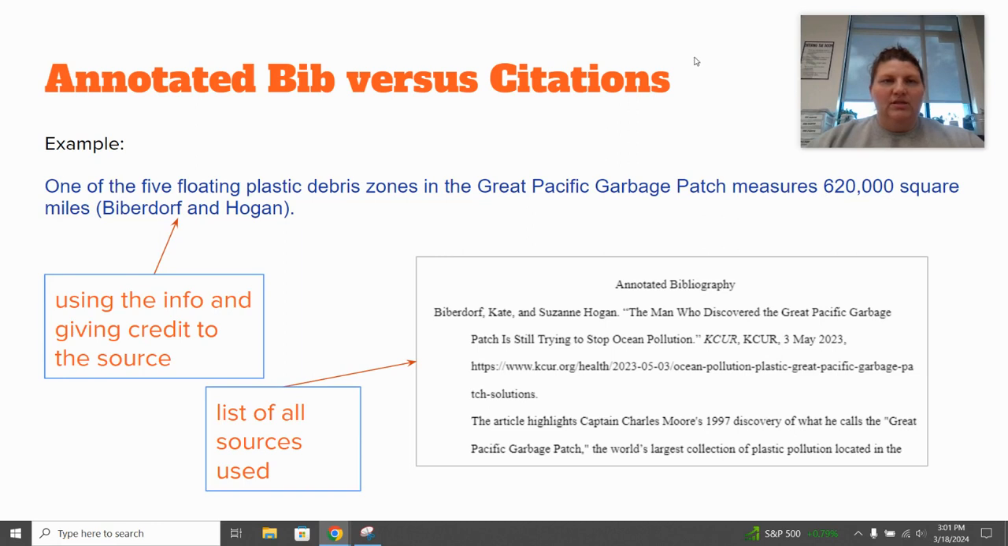Let's talk about the difference between your annotated bibliography and citations. So, your annotated bibliography looks something like this with your MLA formatted citations, like this. Your annotated bibliography is your list of sources that you are using in your research report. And the citation information is where you are giving credit in your writing, using the information from a source and then giving credit to the source where that information comes from. And it's going to look something like this.